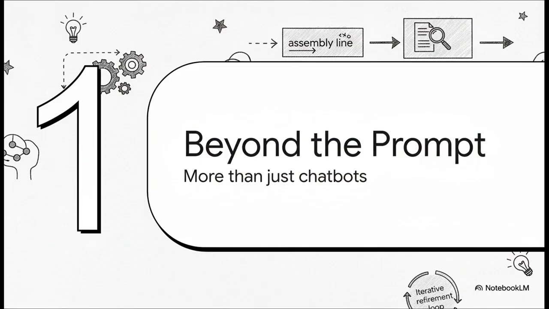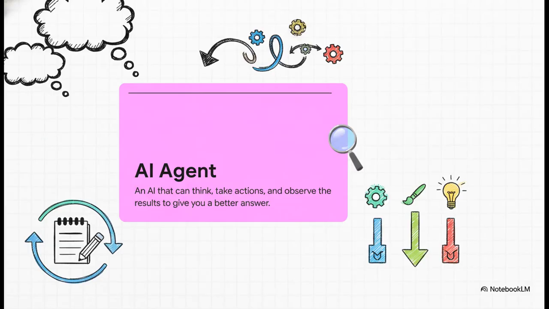To really get what agents are all about, you've got to think beyond the simple back and forth of a chatbot. We're stepping into something way more active and, honestly, way more powerful. So, what is an AI agent? Well, at its heart, it's an AI that can think for itself, take actions in the real world, like searching Google or running a piece of code, and then it can observe what happened. It looks at the results of its own actions to figure out what to do next. That ability to do stuff is the absolute game changer.